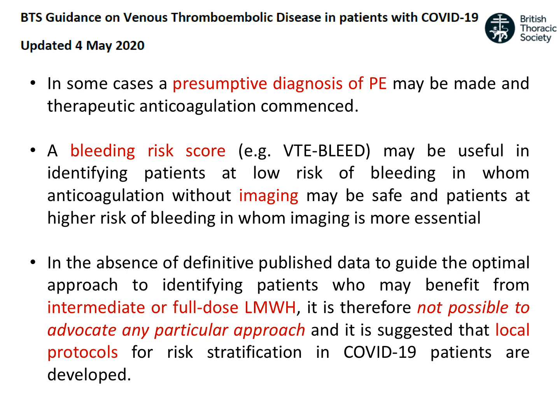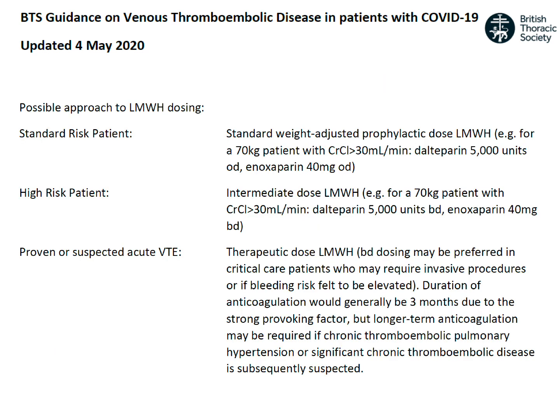In the absence of definite published data, they cannot make a particular approach, and they suggested to follow a local protocol. And they suggested a possible approach based on the risk for every patient, either the standard prophylactic dose or what is called now the intermediate dose of low molecular weight heparin, which is an intermediate dose between the prophylactic and the therapeutic dose. And of course, in patients with proven or suspected acute VTE, they get a therapeutic anticoagulation.